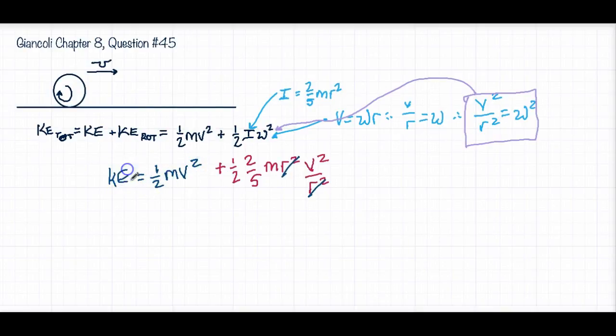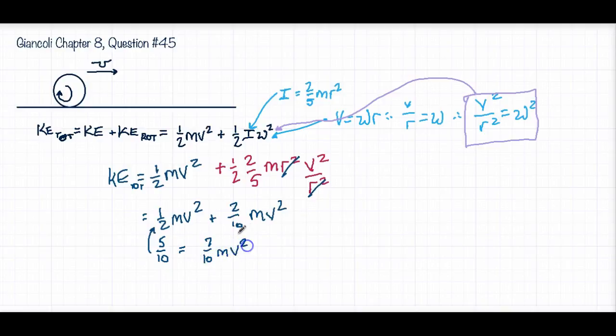And by the way, I'm solving for the total kinetic energy of this rolling ball. But this expression persists here, 1/2 mv squared, and then this becomes 2/10, and it's going to be mv squared. So now I have to essentially find a common denominator. It looks like I can change this to 10. I'll just leave this as a 10. That means I need to multiply this. This becomes 5/10. And so 5/10 plus 2/10 mv squared combines to give me 7/10 mv squared.